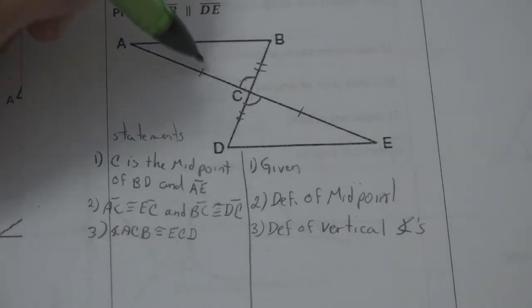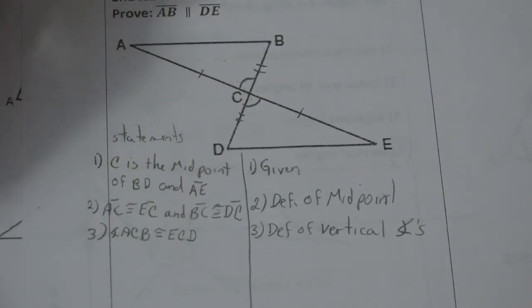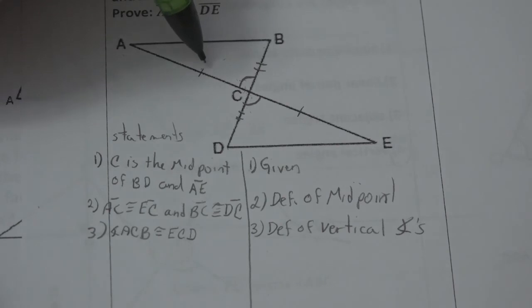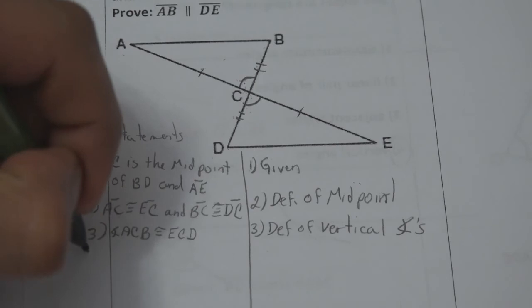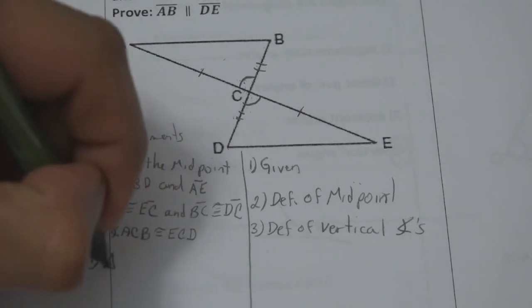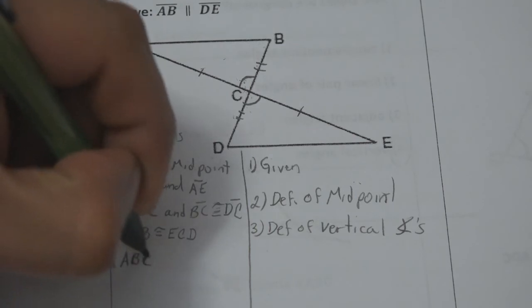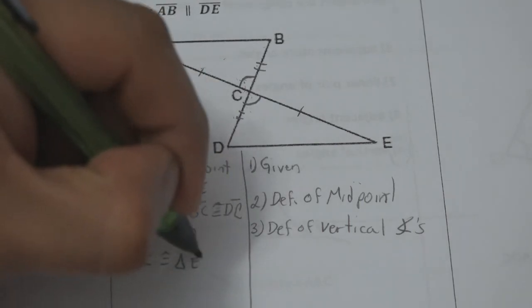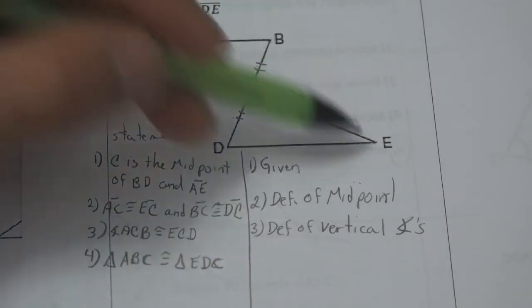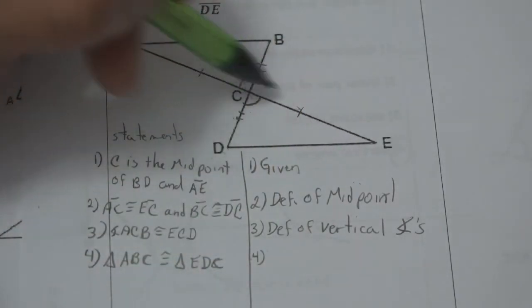Alright then, guess what? I just proved that this triangle right here is congruent to this triangle right here. Basically, in most of the proofs, triangles are involved. Now, these triangles are congruent by side, angle, side. So that's exactly what I'm gonna say. So triangle ABC is congruent to triangle EDC. Now they are congruent by side, angle, side.